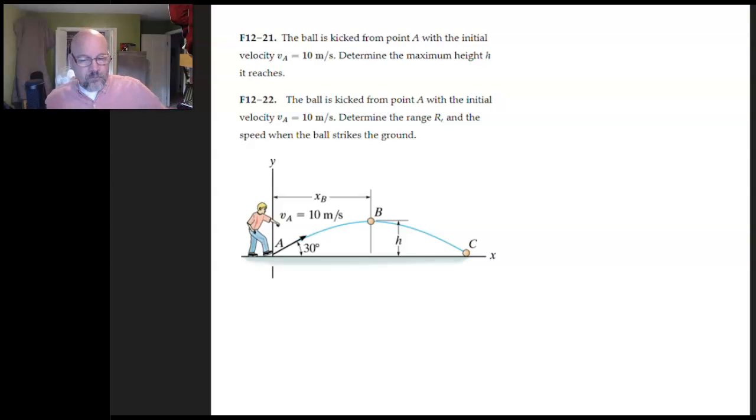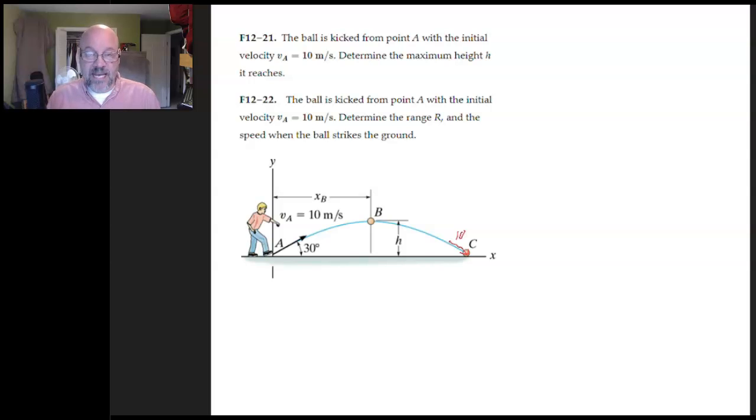Okay. So this situation here is perfectly symmetric because we have no change in height from start to finish. So we've got some different routes we can go because of that. Let's actually start with the speed when it hits the ground. Because it's symmetric, when this thing hits the ground over here, it's going to be going exactly the same speed that it was when it launched. No more, no less.